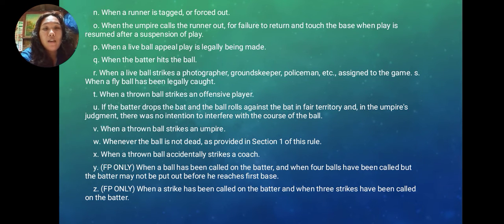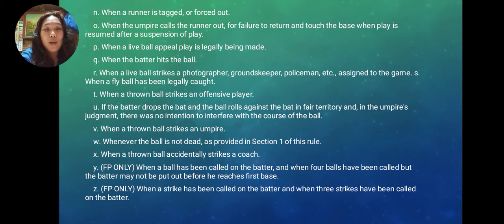Letter U, if the batter drops the bat and the ball rolls against the bat in fair territory and, in the umpire's judgment, there was no intention to interfere with the course of the ball. Then letter V, when a thrown ball strikes an umpire. W, whenever the ball is not dead as provided in section 1 of this rule. Letter X, when a thrown ball accidentally strikes a coach.